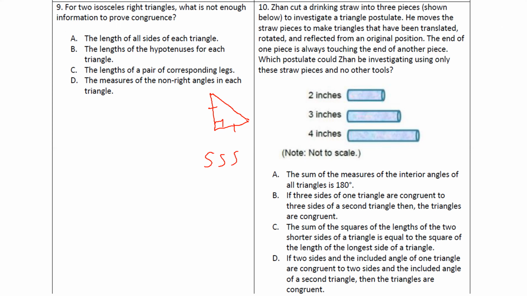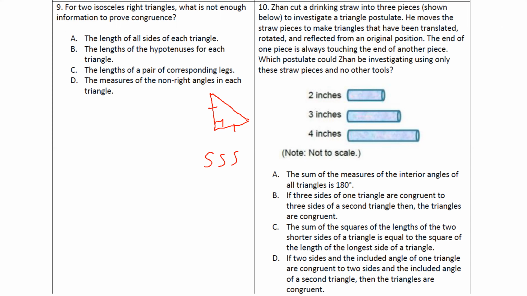On number 10, all they give you is the length of 3 sides. They don't tell you anything about angles. So when you're looking at these, the only one that actually works is B, because all the other ones are talking about angles. B is the only one that's talking about 3 sides, which is what these straws are representing.